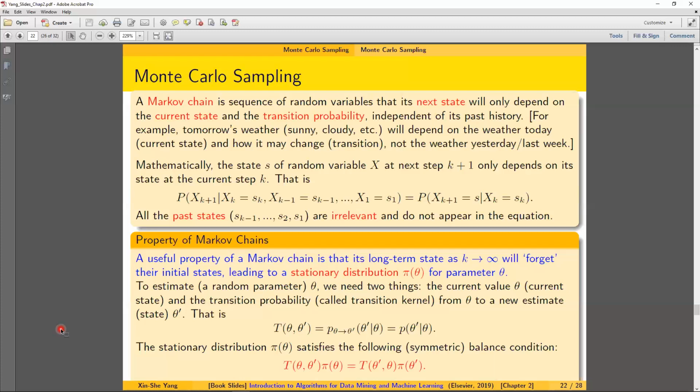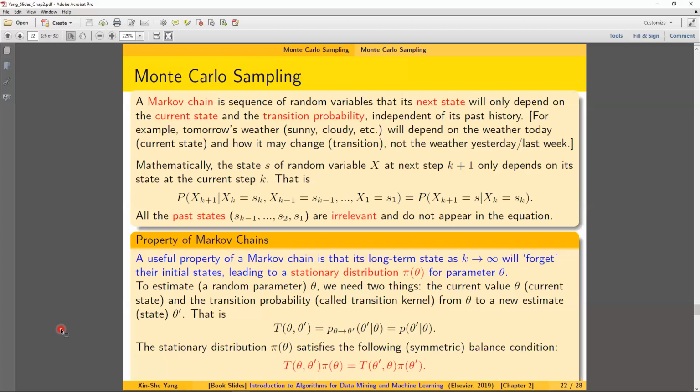In any case, a Markov chain is a dynamic stochastic process where the next state is only contingent on the current state and the transition probability from the current state to the next state. Whatever happens previously would not affect what's going to happen next. That is the definition of a Markov chain.